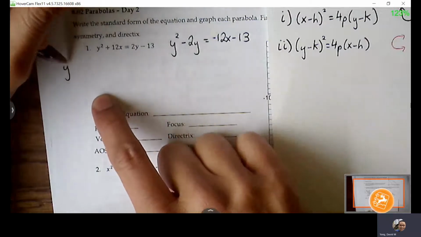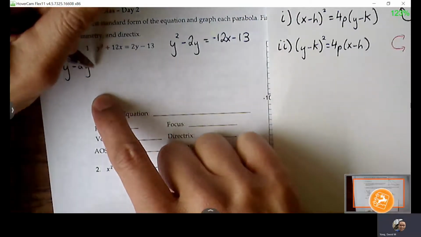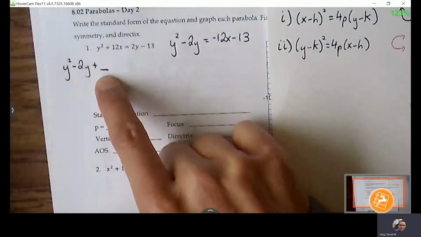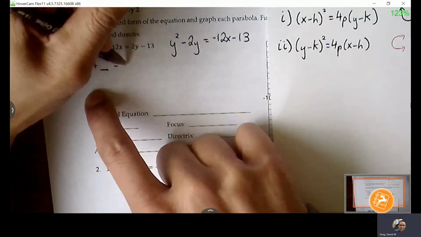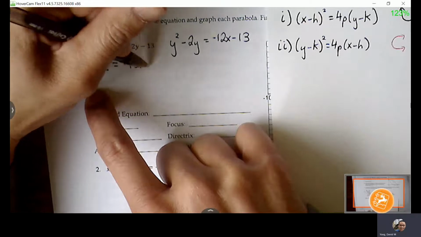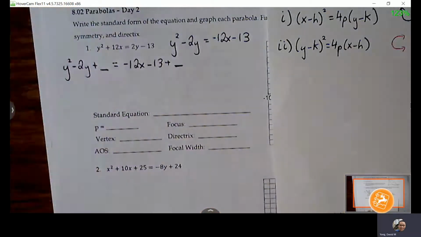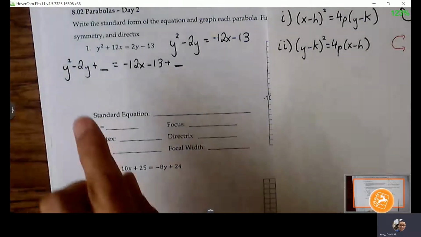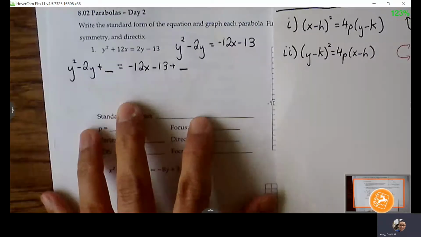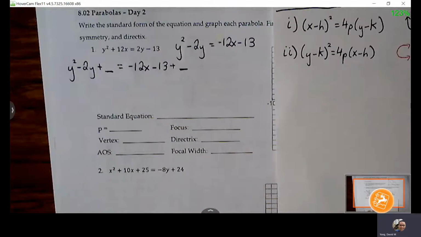Okay, so next step, you're going to add an empty space on the left side, and you're also going to add an empty space on the right side. Okay. We're going to fill that space with a number that will allow for factoring to occur. Anything we do to one side of the equation, we're balancing out on the other side because we don't want to change the overall equation. We just want the left side to work out to be a specific form.